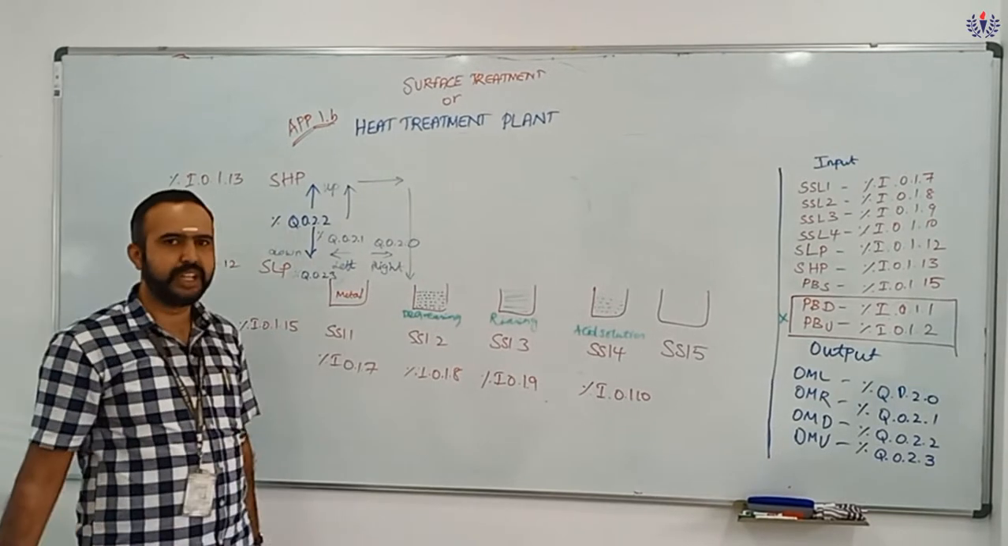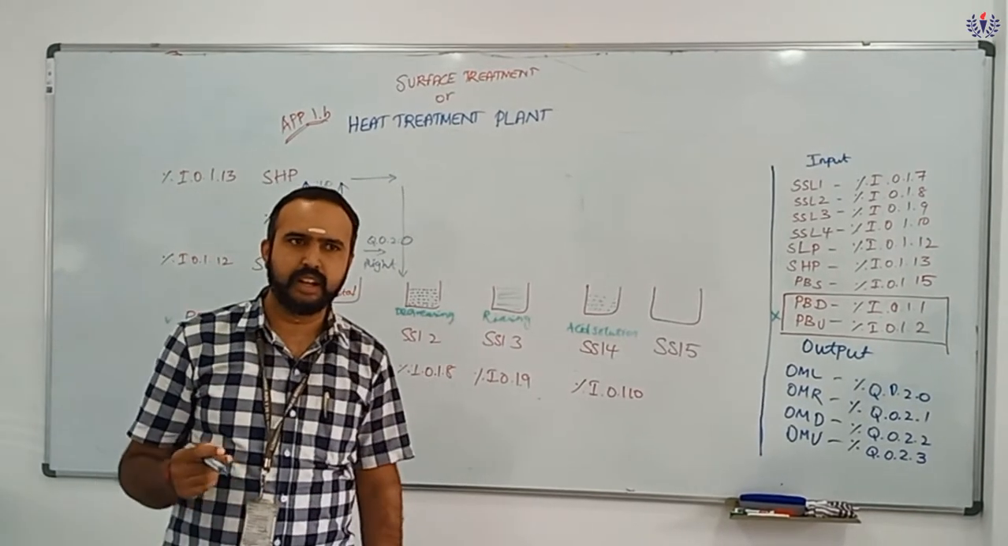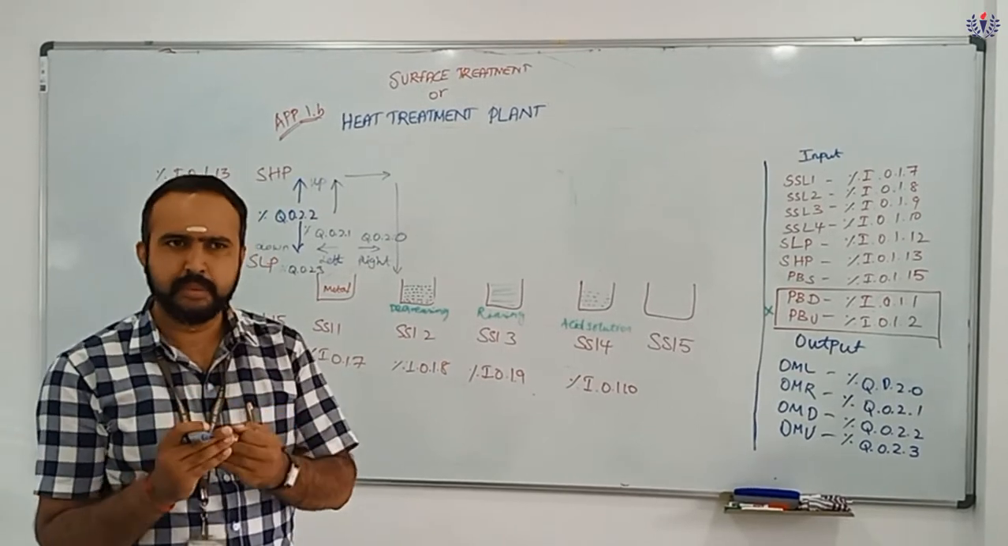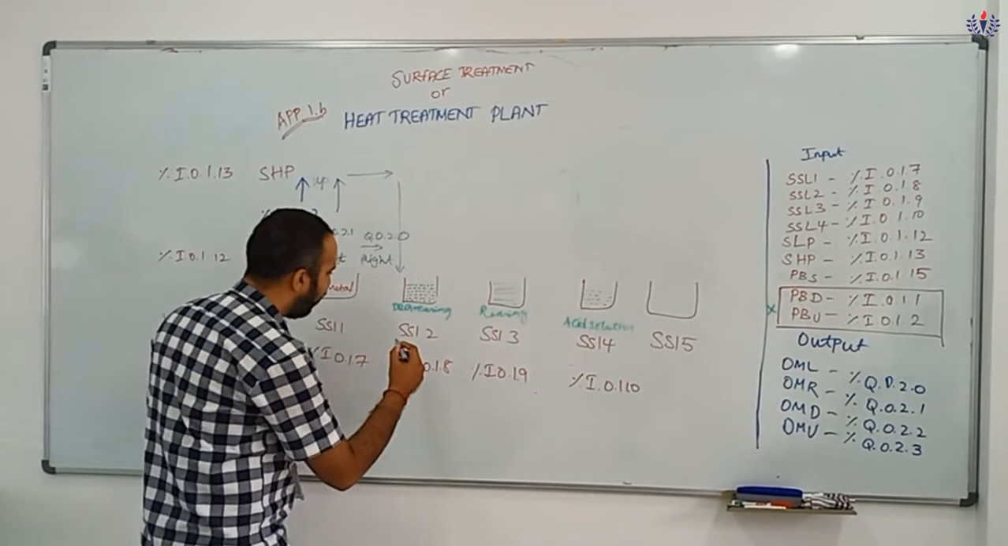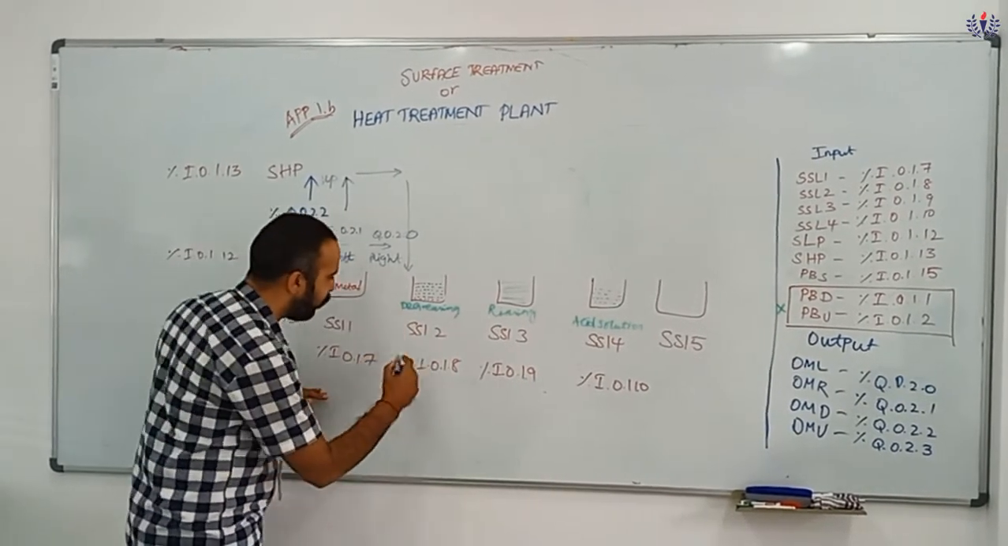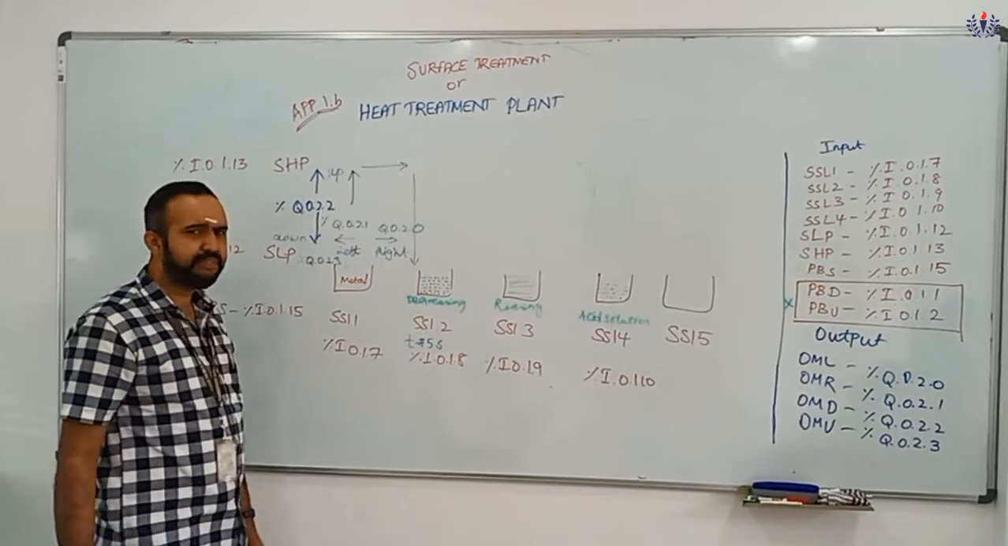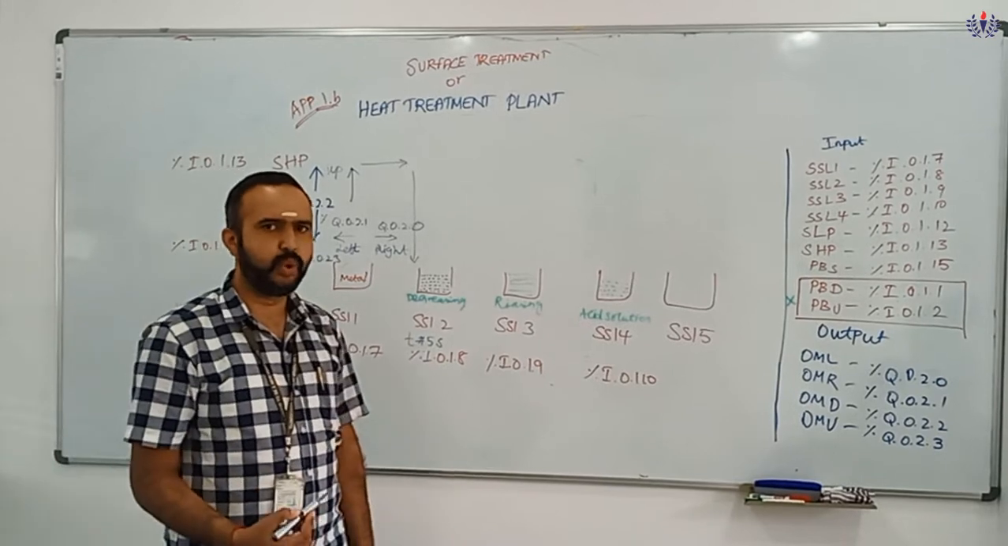Here, as I want to degrease it, it is going to dip in the solution so we can remove oil or grease which is over the metal. For that, I am going to make the trolley wait in this solution for some 5 seconds. After these 5 seconds, the trolley is going to rise up.